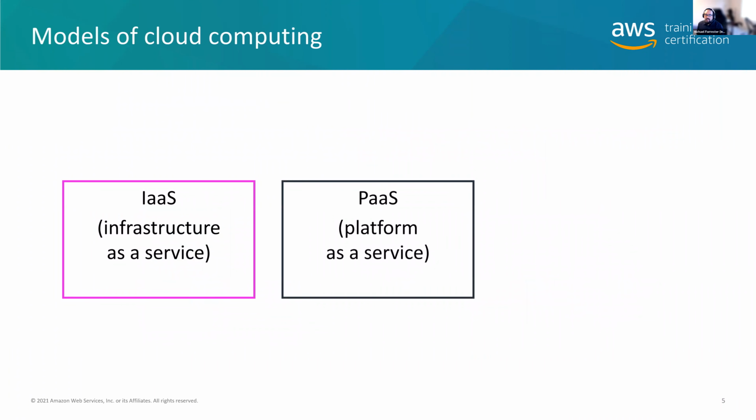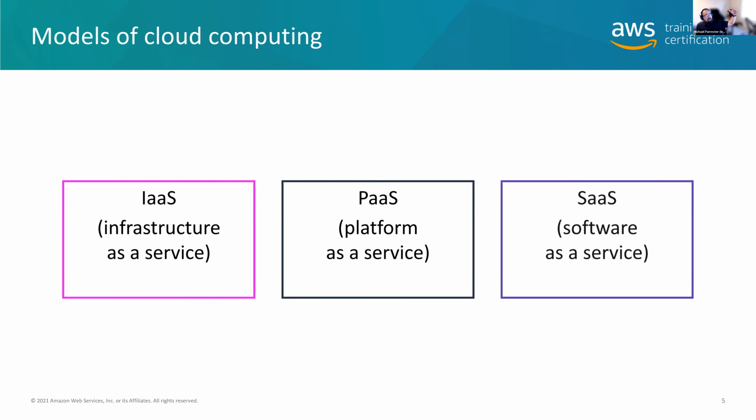So here's some models for cloud computing. And I like to think of them more of like top to bottom, right? So infrastructure as a service, which is where you get like, for example, a virtual machine.